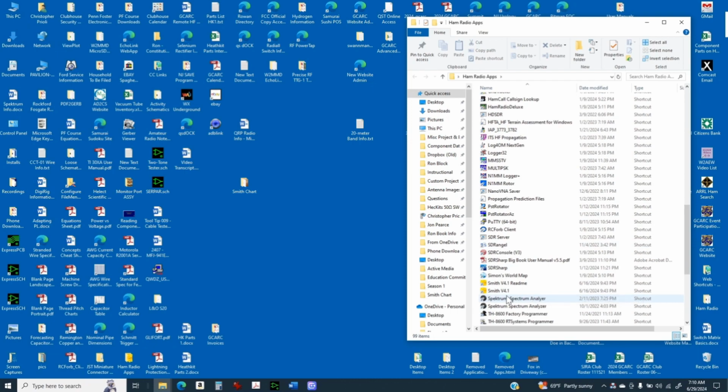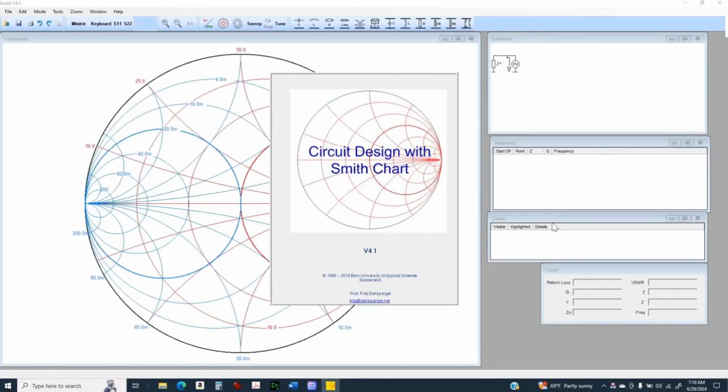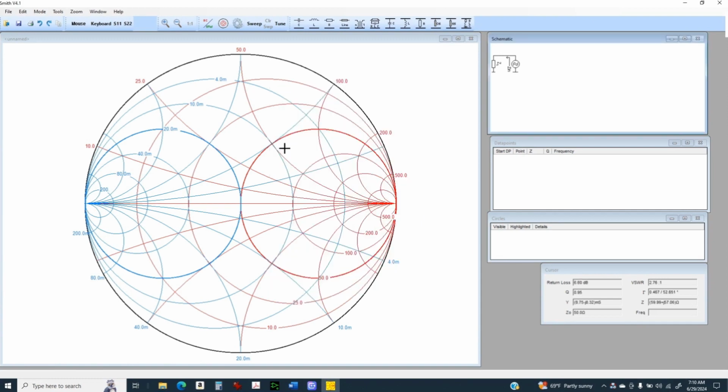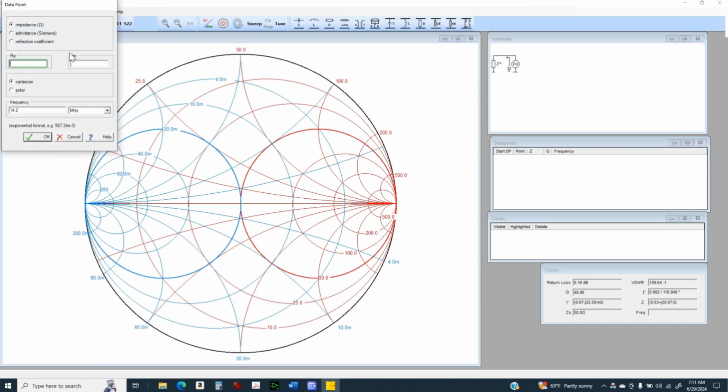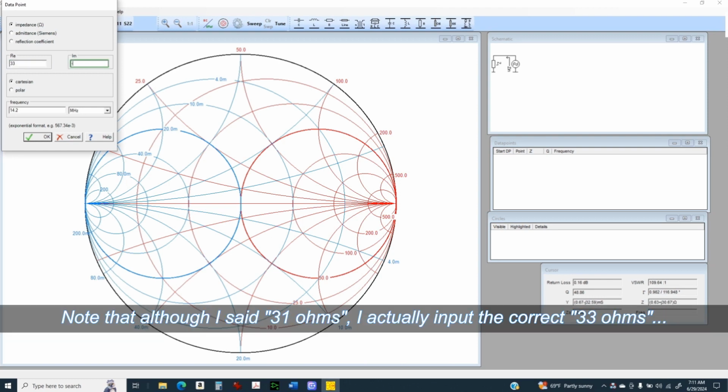So let's get the software launched here. It only takes a second to come up. We're going to start by plotting the same point that we've been working with all along. We've been working with one particular impedance, and that impedance starts out as 33 with a minus J of 51. So we'll come up here to the keyboard entry point, and we'll type in 33, hit tab, minus 51, and say OK, and that'll plot the point.